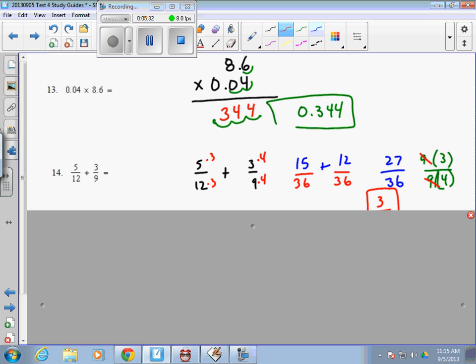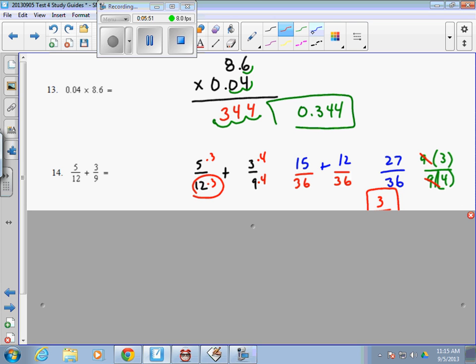Then adding fractions. Remember, for fractions, the bottom number has to be the same. You have to have a common denominator. The smallest number that 12 and 9 both go into is 36. You have to ask yourself, what do I have to multiply 12 by to get 36? 3. So you multiply 5 times the same 3. You get 15 over 36.